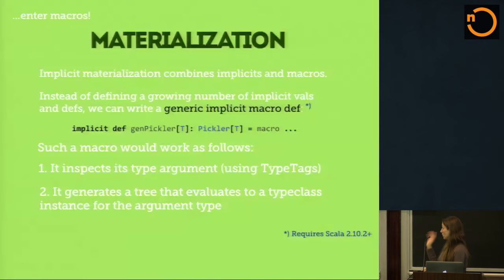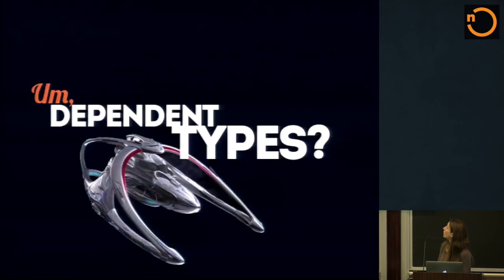So in the case of serialization, you would make an implicit def like this, genPickler, which itself is implemented by a macro. And the way you do materialization is this macro inspects the type arguments. So in this case, it would inspect this T. It does something that corresponds to the logic of what it should do, but evaluates to a type class instance in the end. And so that's the intuition. I hope it's pretty clear.